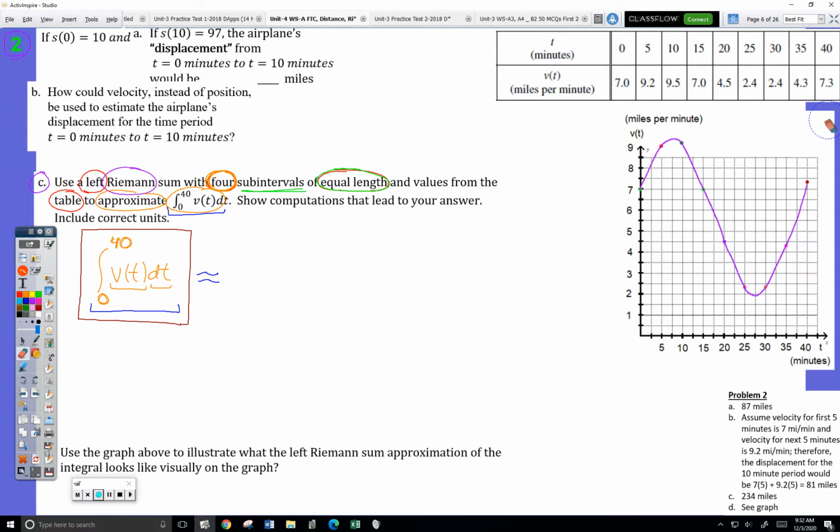So look, Mr. Smith, we start here at 0. We go to 40. So the first subinterval should go to 10. And they're like, those aren't even. I'm supposed to have equal subintervals. Like the problem's broken. No, you're broken.